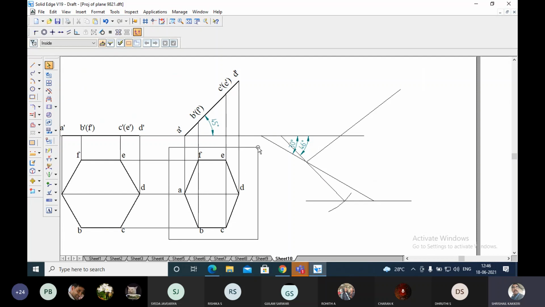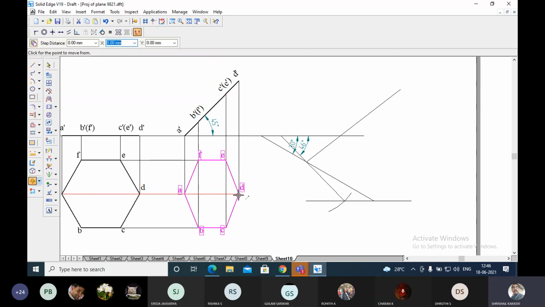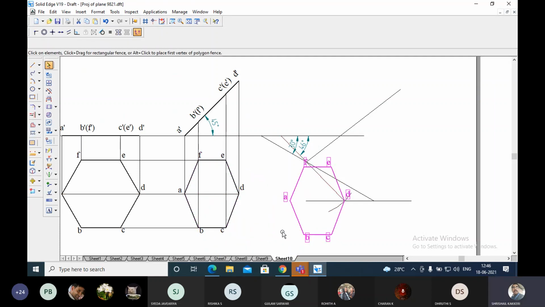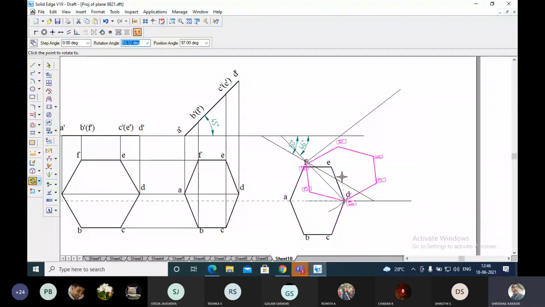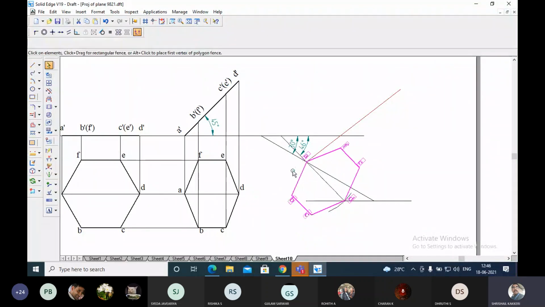Now select this whole thing, move. I have decided to take this D here and rotate through this point, and this point has to be the end of this one. This has to be the end of this. Okay, I got it. Then you can remove this, and the remaining portion of the problem, you know how to do it.